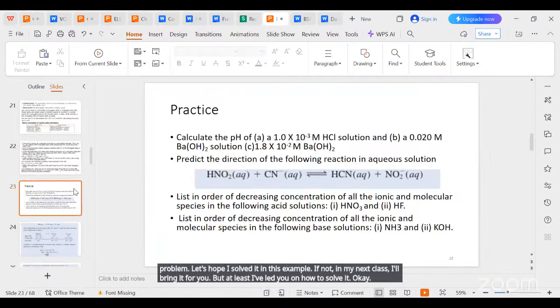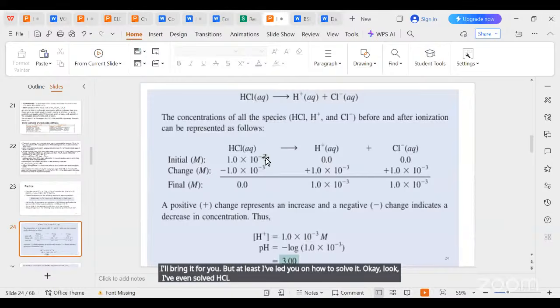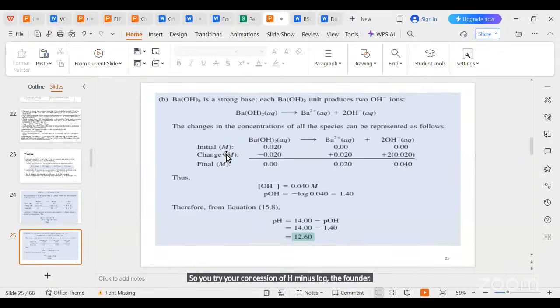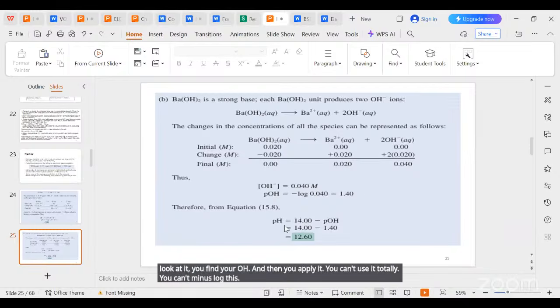Look, I've even solved HCl. For HCl here, I told you, because it dissociates completely, we'll have the same concentration of H. So you find your concentration of H, minus log, and you found that. For this, it's not as straightforward as that. You find your OH and then you apply it. You can't minus log this totally, you have to invert it. So you know the scale is 14.